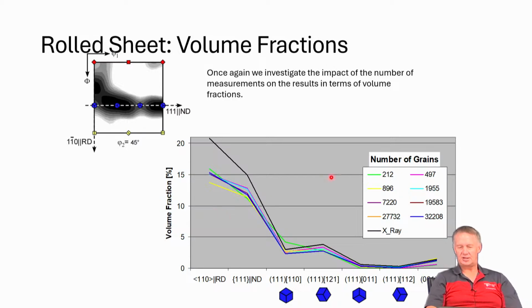All right, volume fractions, again, looking at different components of the textures, right? So this part of it could be considered to be a skeleton line along the gamma fiber, showing the different intensities. X-ray is the black line. And then showing different numbers of grains. And these are surprisingly good, I would say. Surprisingly good to get these types of data.